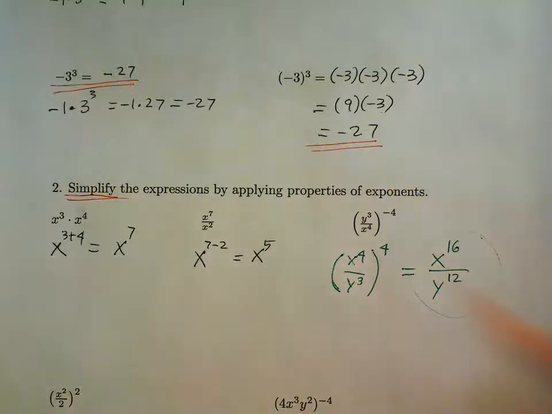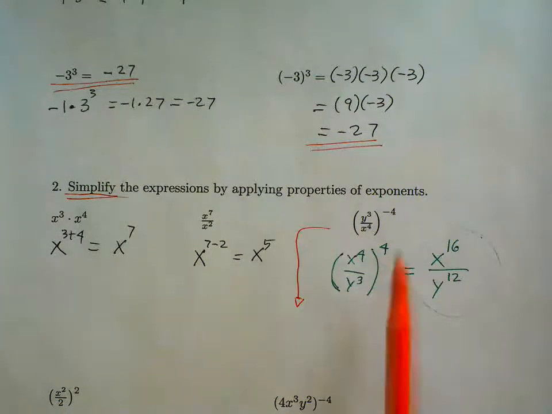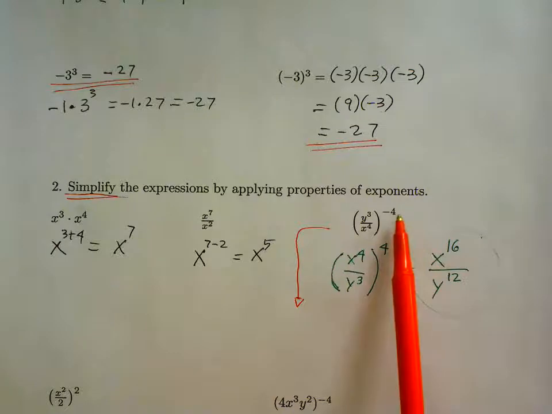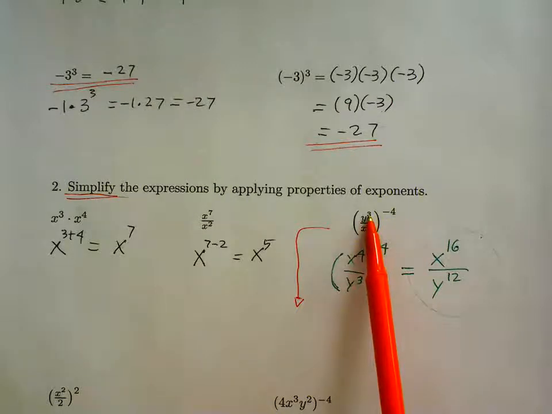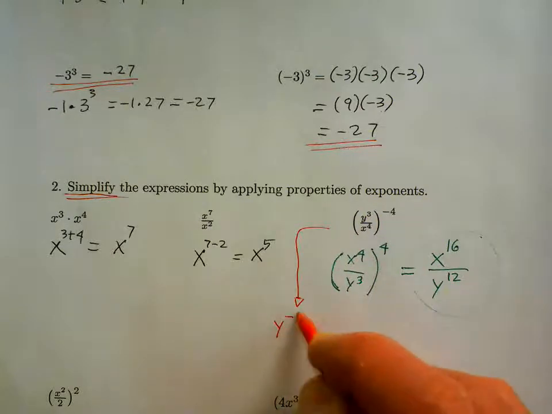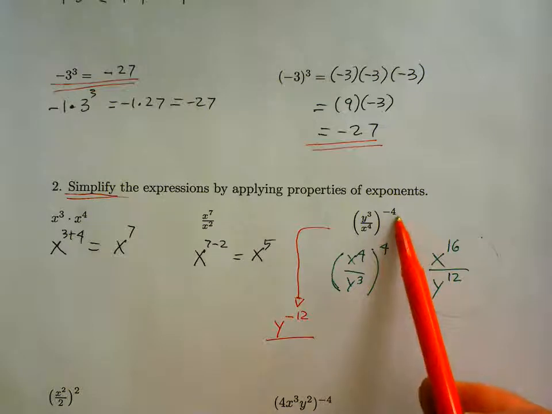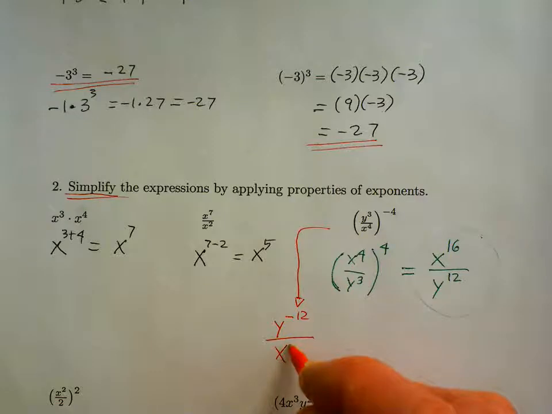An alternative, we can apply the outer exponent directly by multiplying -4 times the exponent 3 in the numerator. That gives us y to the -12th in the numerator. And in the denominator, we have x to the 4th to the -4, or x to the -16.